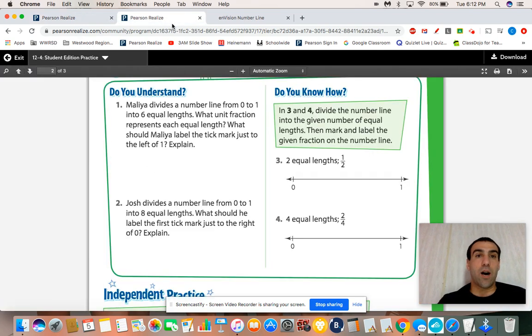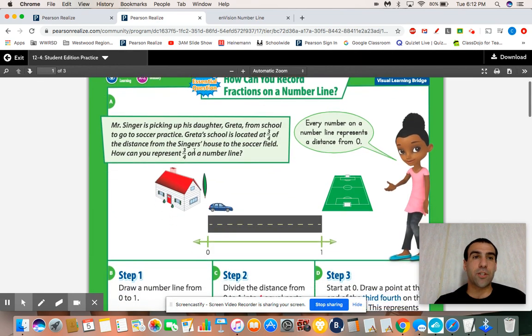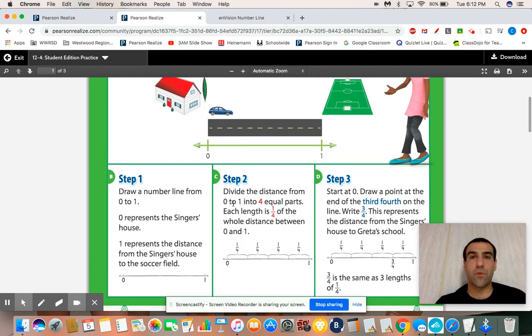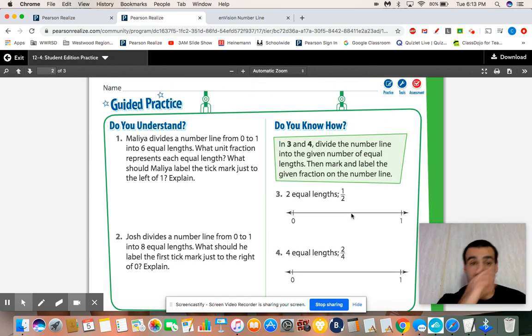Okay. Looking into the student edition workbook, like I said, they'll give you all the information here that you can review if you want, how to do the steps to make your number line of fractions. Okay. Guided practice. So we'll do a couple of these real quick, and I'll let you go on your way and begin your math work.